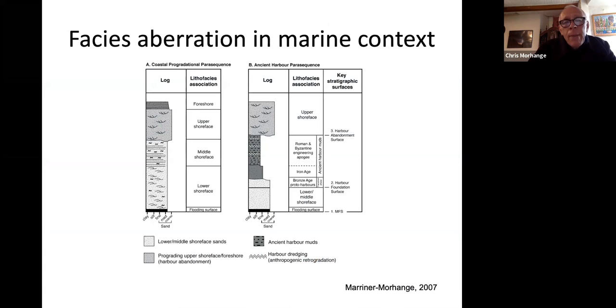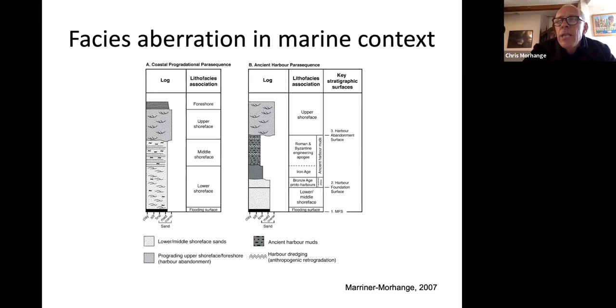With Marriner, my colleague from Besançon, we have worked a lot for 20, 25 years on the geomorphology of fluvial harbors, and we put into evidence what we call the facies of marine harbors. And you can compare on the left a classic coastal progradational sequence to an artificial anthropogenic harbor sequence on the right. And you can see that the main influence of harbor structure is the fining up of the sediments. So we can say that harbor installations are producing an artificial lagoonal environment.